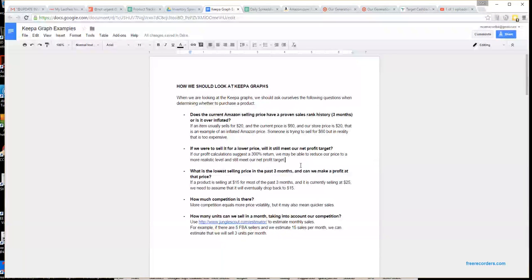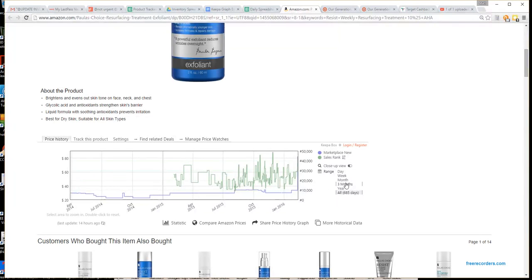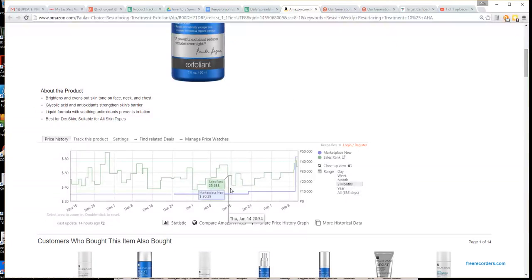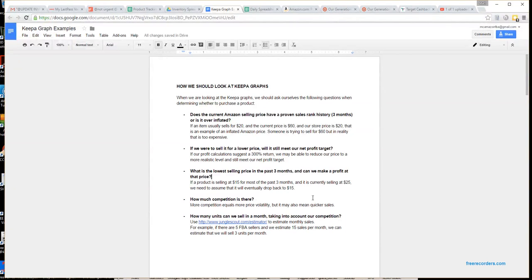Okay, so let's say in our example we're still able to make a profit. We would ask ourselves, what is the lowest selling price in the past 3 months, and can we make a profit at that price? Now, if a product is selling for $15 for most of the past 3 months, or let's use this example, $30, let's say it's constantly selling for $30, and it's currently selling at $82.